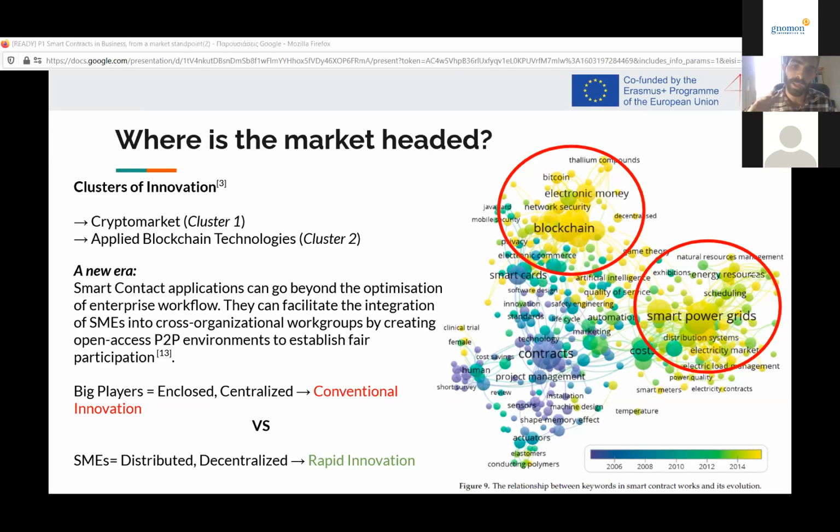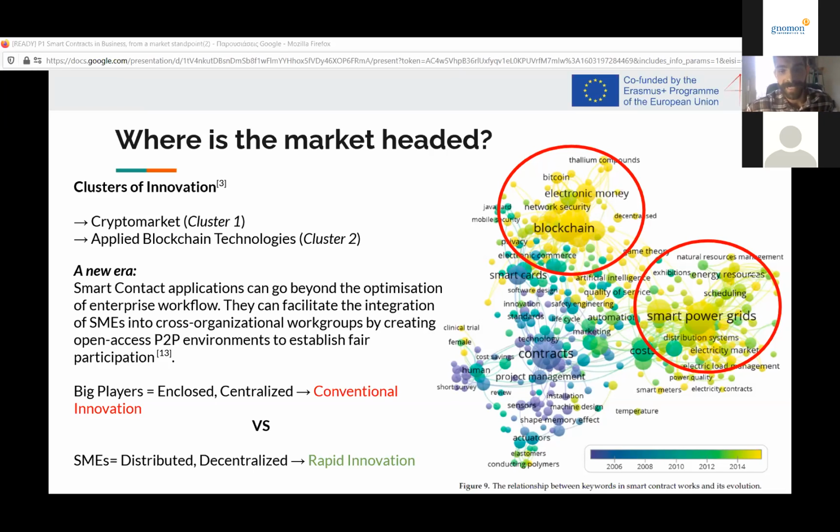In simple words, we have two different groups in a common battlefield. The first group, the big players: big, strong, already expanded and established companies, which are characterized by enclosed and centralized systems of information and services leading to conventional innovation. And the second group, the small and medium enterprises, which strive to develop as individuals.